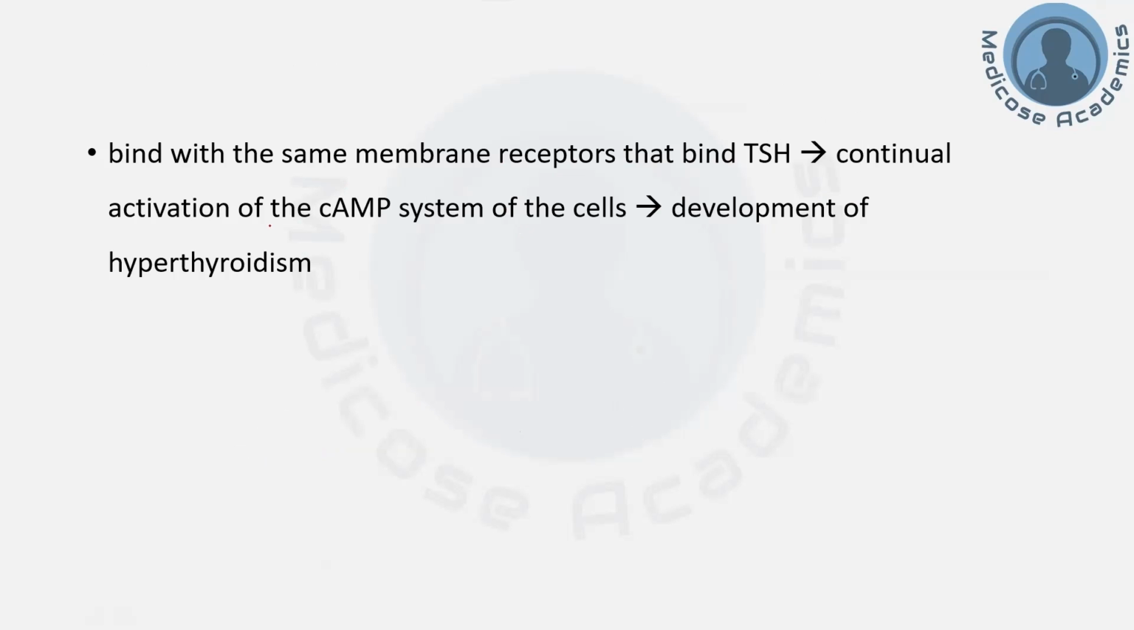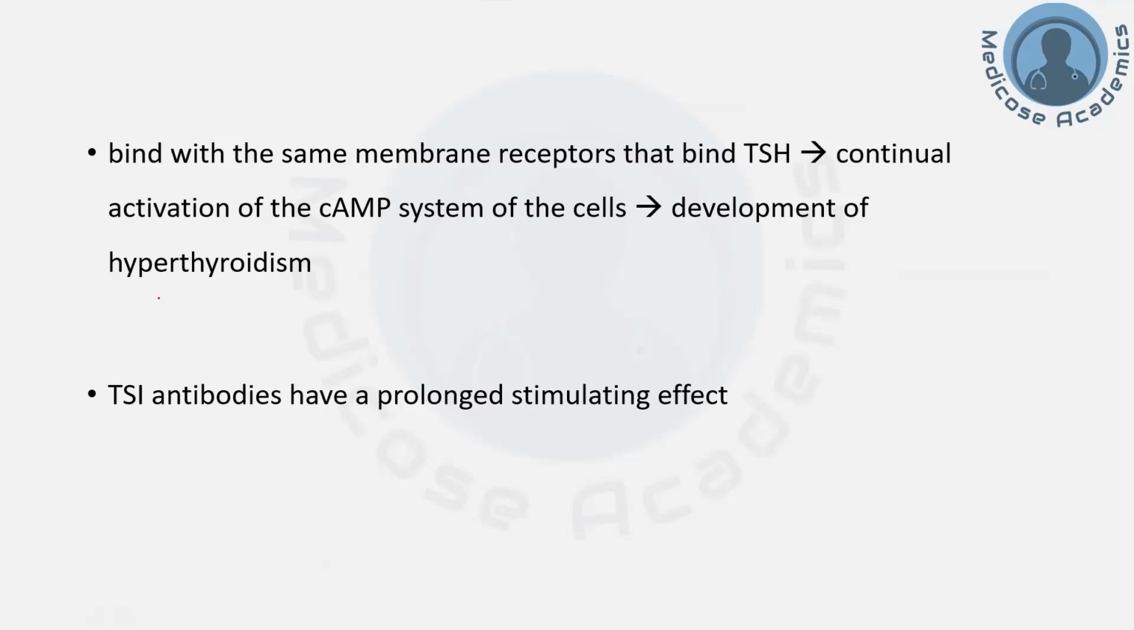There is going to be continual activation of the cyclic AMP system of the cells, and this is going to bring about those effects we had discussed previously, and it is going to result in the development of hyperthyroidism because of the increased production of T3 and T4.